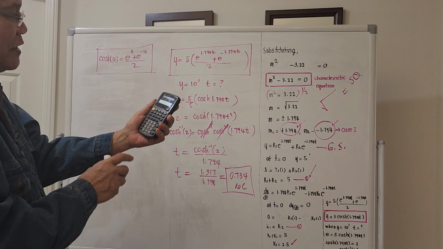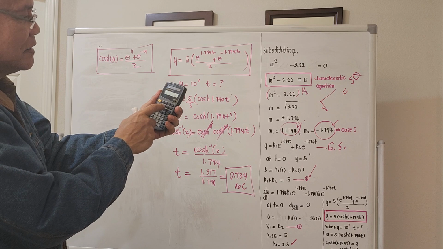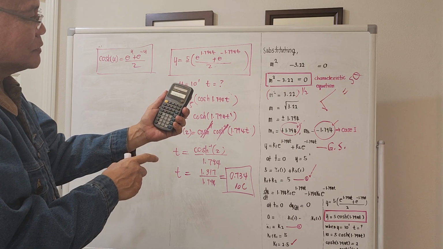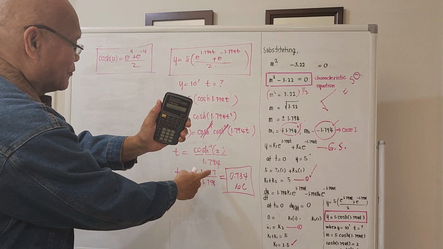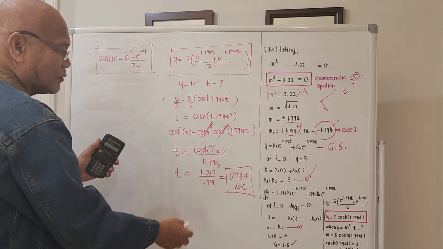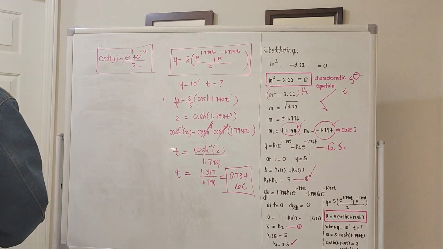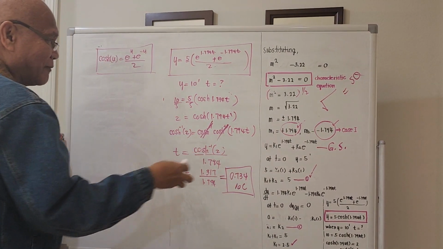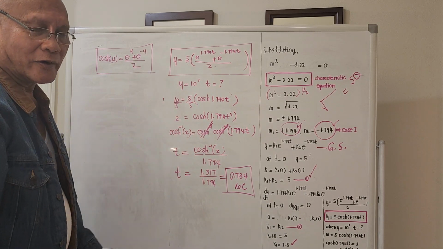The inverse hyperbolic cosine of 2 is 1.317. 1.317 over 1.794, this should be 0.734 seconds. So that is the total time consumed by the cable to totally drop off from the roof. Okay, that's it, guys.